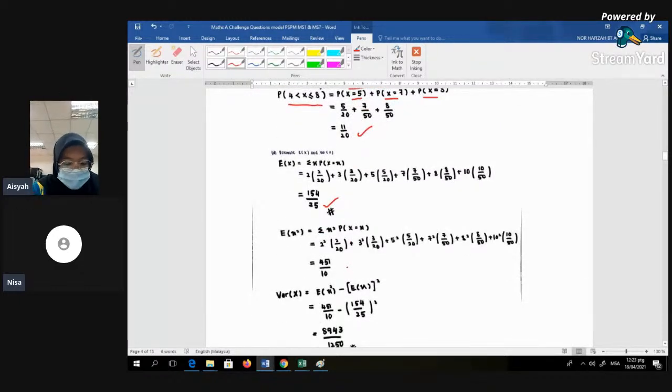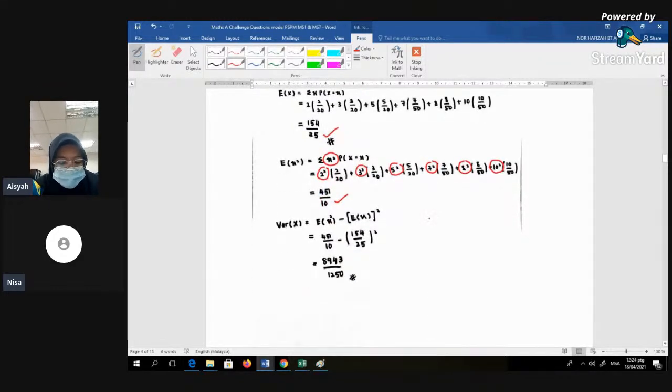Lepas tu kita cari EX kuasa 2. Letak dekat jalan kira, kita kuasakan 2X kita dan letakkan nilai probability X, key in the calculator and we can get 451/10. Untuk mencari variant X, kita ikut formula juga. So 451/10 minus 154/25, kuasakan 2 dia, dapat 8,943/1290.